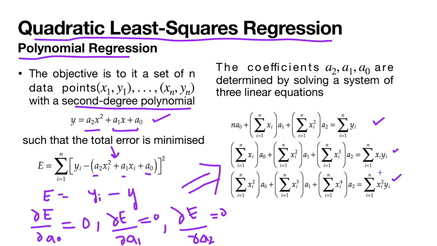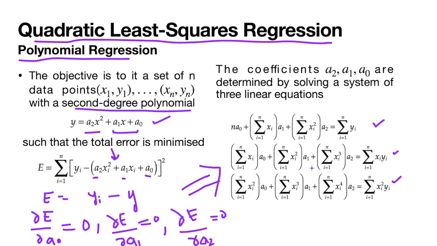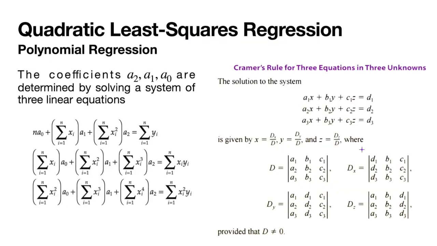We did the same thing in the linear least square regression method. If you have seen that video, you will see that these are basically the same methods, but instead of two equations, now we are getting three equations. And the last time we solved them using Cramer's rule, and we have to do the same thing here.